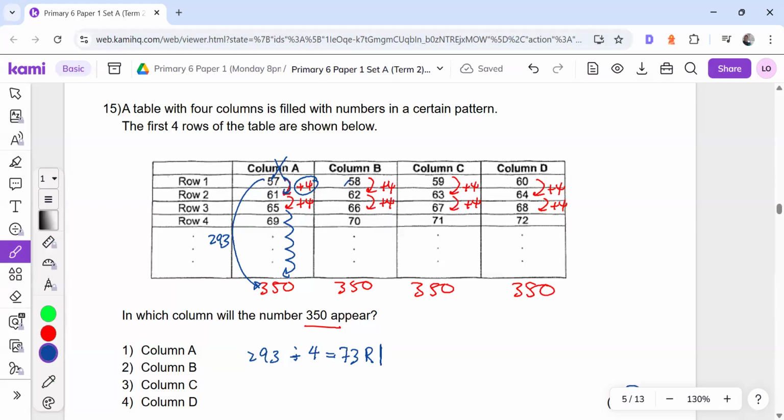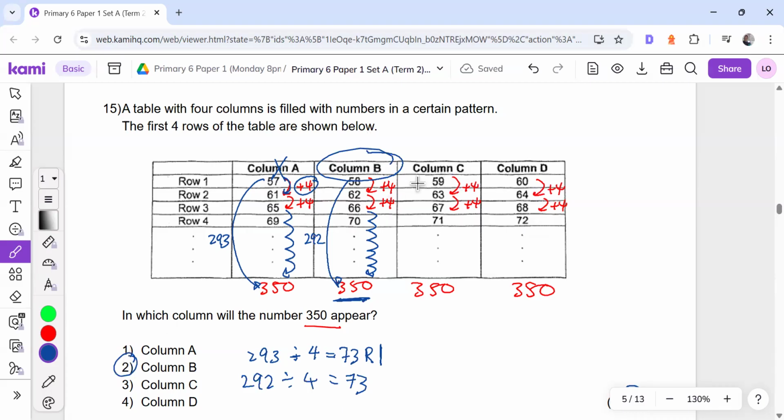Do the same thing for column B. 350 minus 58, and you will get 292. Then you take 292 and divide by 4 to get how many jumps. And you are very lucky, no need to do anything. There's no remainder. It means you have to jump 73 times, and you will get 350. So your answer is column B, because when you divide, there's no remainder. So number 2 is the answer.